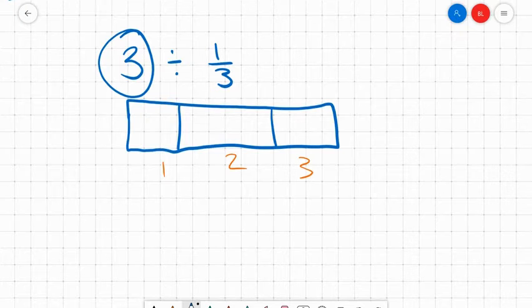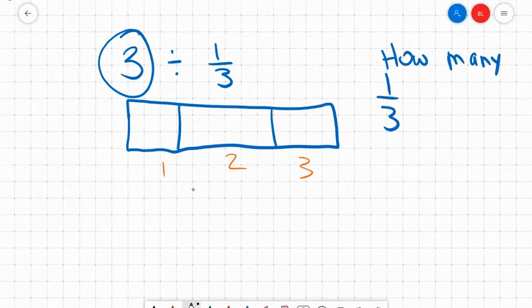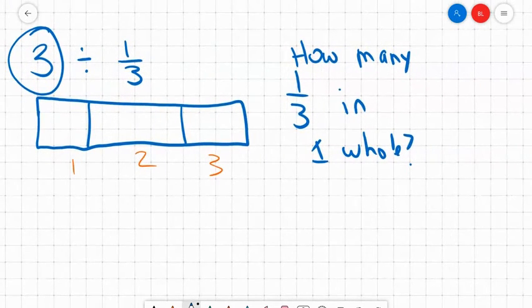Now, if you think about what we asked before, how many 1/3s are in one whole? Okay, well, how many thirds are in a whole? Well, there's 3, right? 3/3 in one whole. Just like how many 1/5s are in a whole? 5. How many 1/10s are in a whole? 10. Okay, that's how many are in one whole.